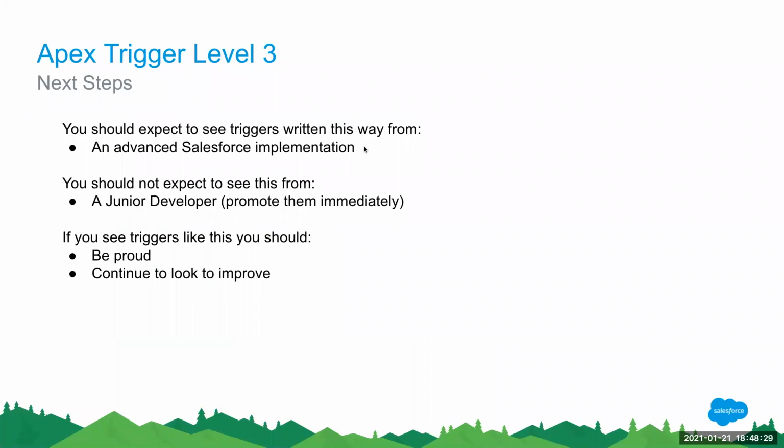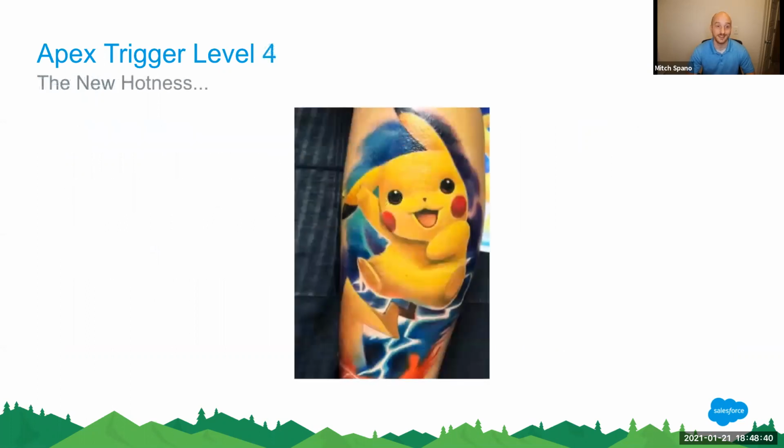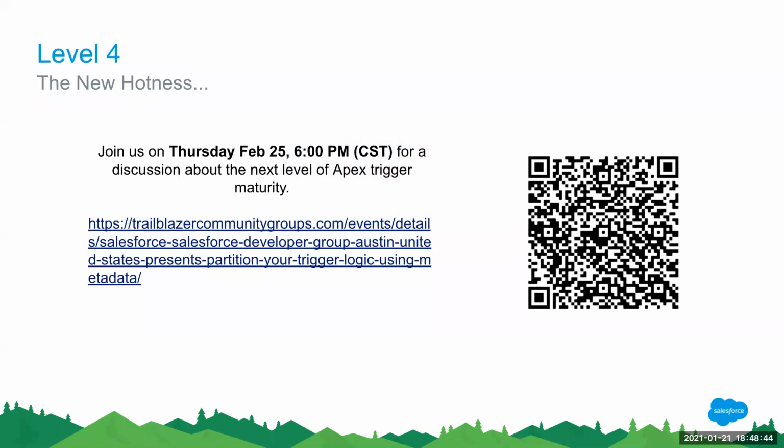So maybe then I'll ask about, because I was curious if you use Trigger Factory, and also how do you prevent recursion triggers? Yeah, that's a good point. So we will discuss that, right? Level 4 is the new hotness. But you've got to join us in February to discuss some of that stuff. But yeah, trigger recursion prevention, I think that's a good point.